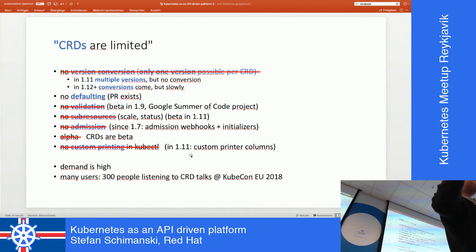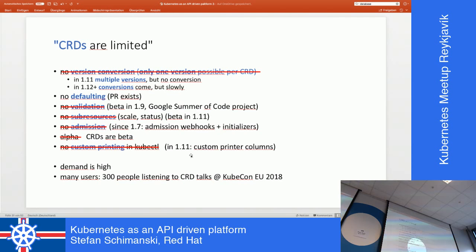CRDs are limited. That's what you always read. So we will see a talk about service catalog. They started before CRDs existed, and they started before those crossed out features existed. So we started with hardly any features, but we changed that, of course, over time. So 1.7 was the first version. Now we have 1.10. 1.11 is nearly in code freeze.